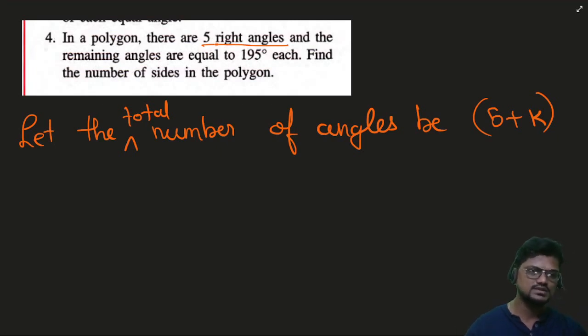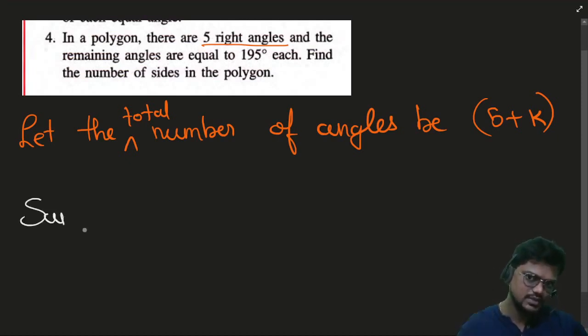We don't know whether it is 10 angles total, or 14, or 15 angles total. We don't know that. But we can say 5 plus k angles. Why have I written 5 plus k? Because we know we have 5 fixed angles and there are k angles of 195 degrees. Right.